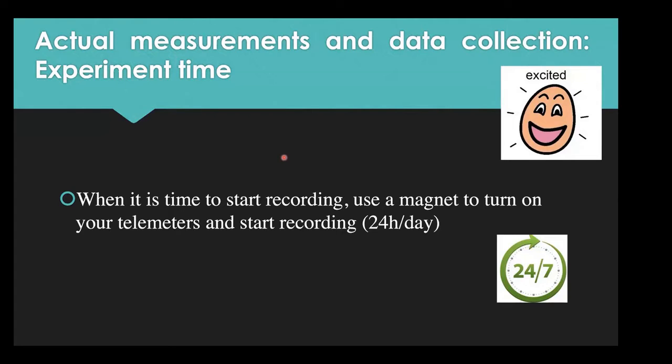So the answer is really very simple. You use the magnet and you approach the magnet to the body of the rat, to the abdomen, since it's an intra-abdominal catheter, and it turns on the transmitter.